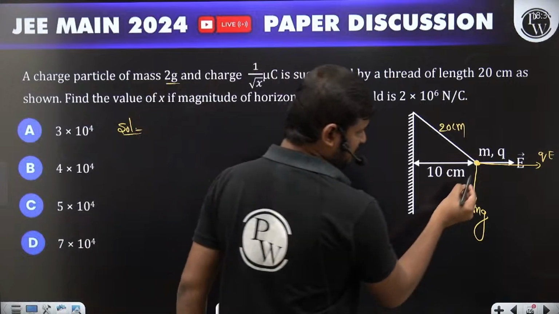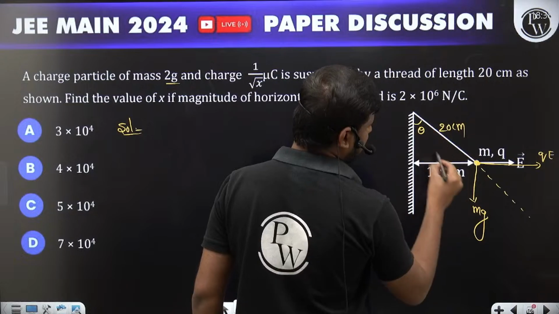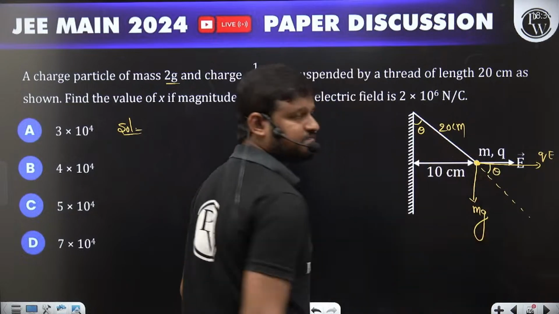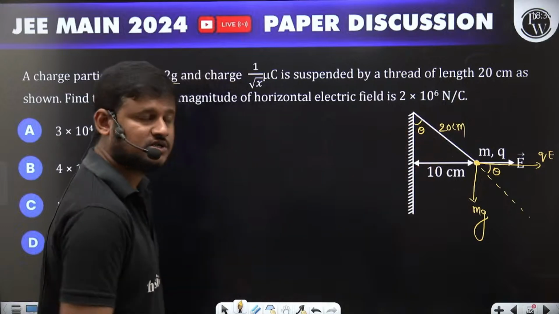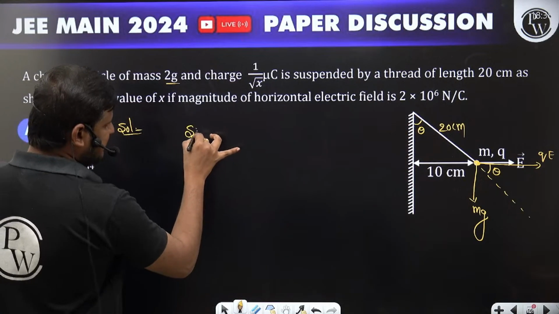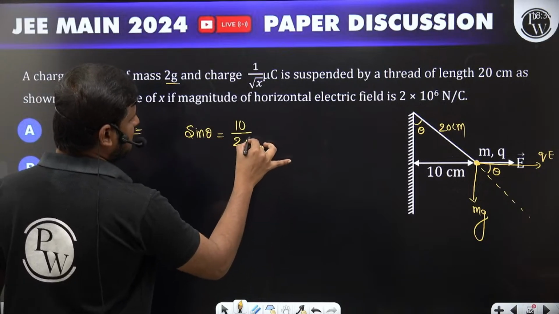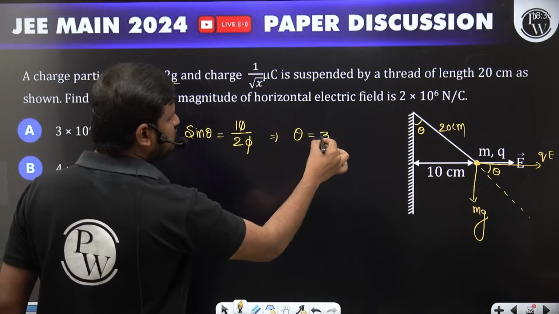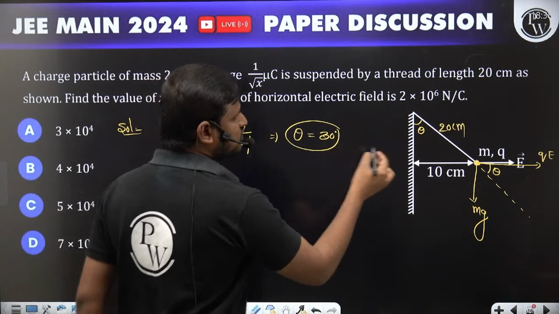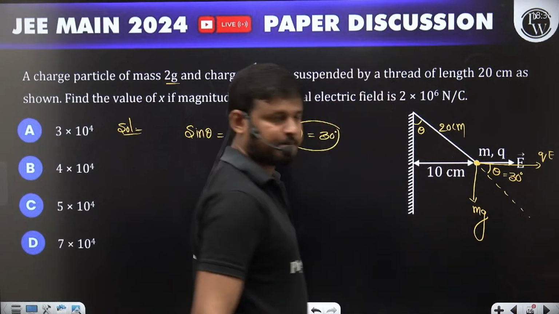The basic information that I can see here is, if this angle is theta, this angle also will be theta. How can I calculate this theta? I know opposite, I know hypotenuse. So I can write sine theta equals 10 by 20, so theta must be such that sine 30 is 1 by 2. So theta is 30 degrees. So this is 30 degrees, and this will also be 30 degrees, right?